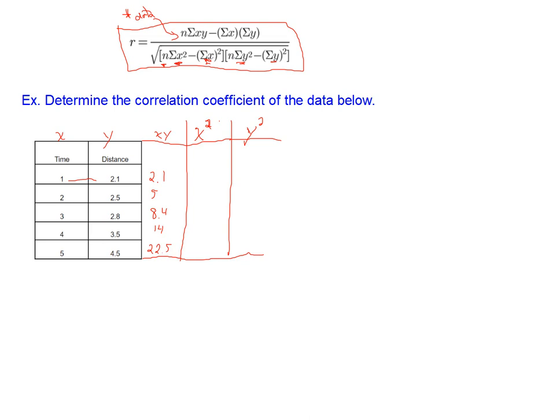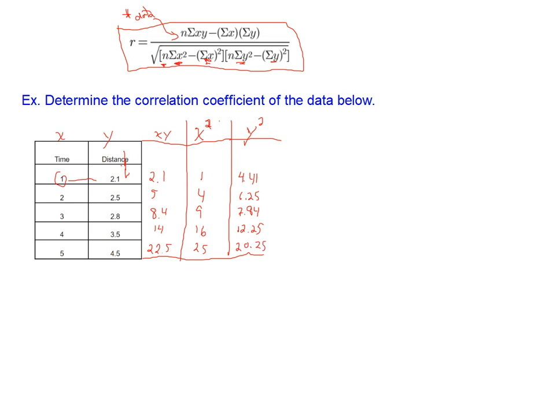Now we'll do the x squareds. So again, here's x. We're going to square all of these. 1 squared is 1, 2 squared is 4, 3 squared is 9, 4 squared is 16, and 5 squared is 25. And then the last column that we need here are the y squared. So here are our y values right in this column here. We are going to square these. So 2.1 squared is 4.41. 2.5 squared is 6.25. 2.8 squared is 7.84. 3.5 squared is 12.25. And finally, 4.5 squared is 20.25.